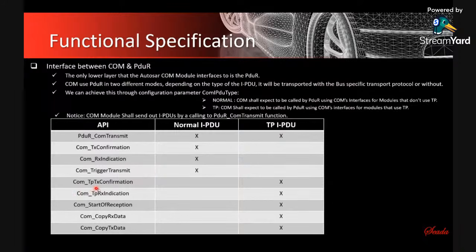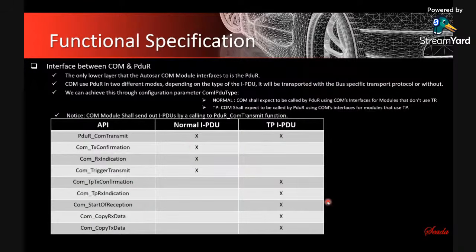And in case I'm dealing with a TP under the PduR, then when I receive a large message, I will see Com_TpRxIndication, and after this it's going to start with start of reception first, and then you have copy receive data coming, and at the end you get receive indication. And if you transmit large data, you start with copy transmit data, and at the end you get Com_TpTxConfirmation.